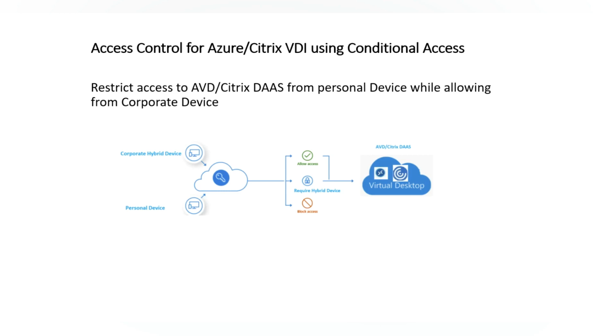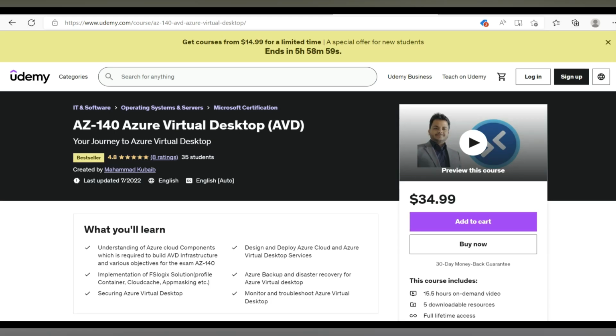This is Mohammed Kubaib. In this video, we will see how to configure access control for Azure Virtual Desktop or Citrix DaaS using conditional access policy. Conditional access policy is a feature in Azure Active Directory, and you should have an Azure Active Directory P2 license to use it.